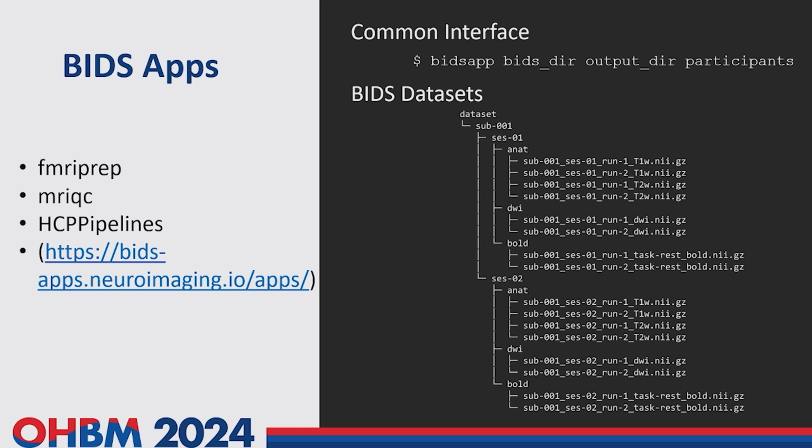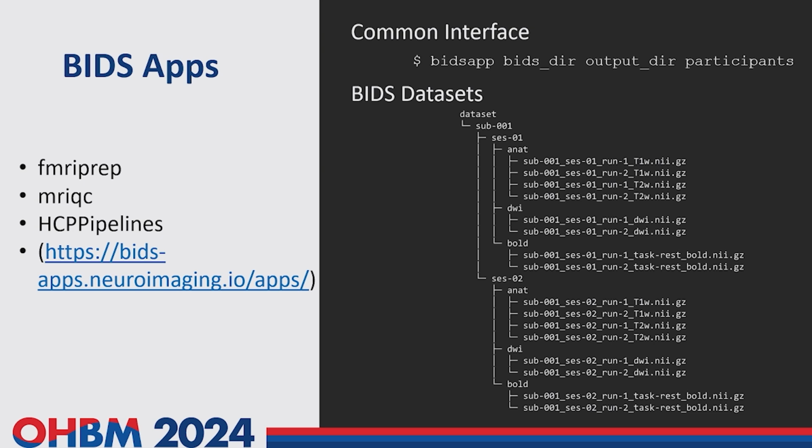And what these all have in common is two main things. First, there's a common interface. So these are usually CLI, or command line interface, apps. And you'll have the three main arguments: input directory, output directory, and analysis level. But the main and more powerful thing is that they all work on BIDS datasets.